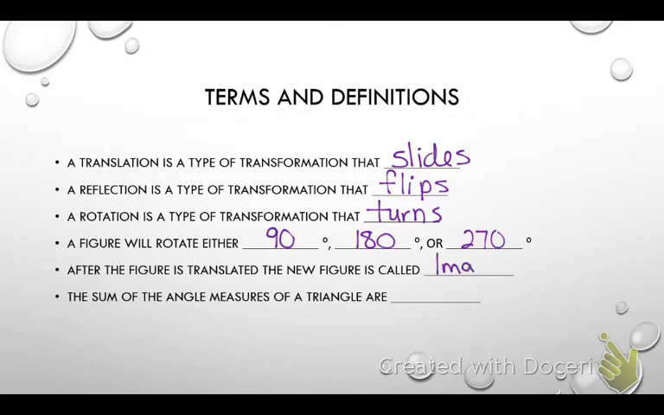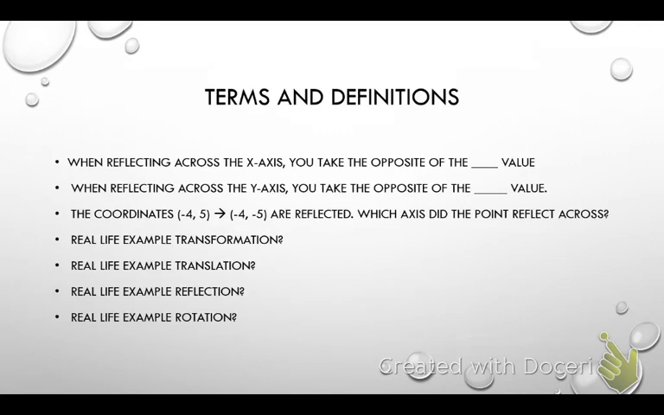It's an image. All right, and then the sum of the angle measures of a triangle. All the angles in a triangle add up to? Guys, 180 degrees. Remember, the sum of the angle measures of a triangle. Chapter 3 is all about your angles, and we're going to do all kinds of stuff with that one concept, so you do need to remember that. 180 degrees.